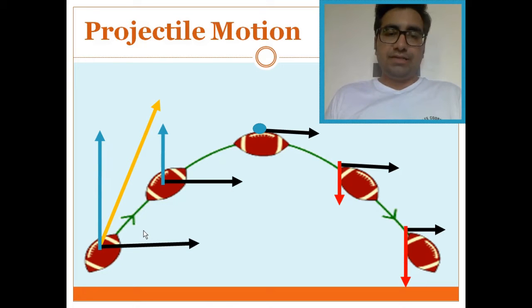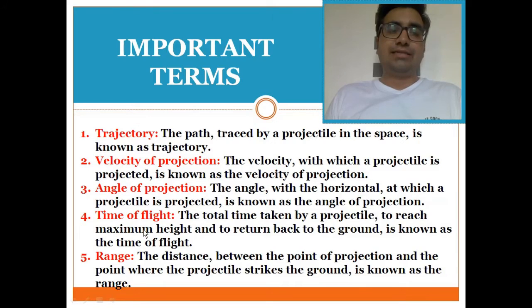So before we go to the mathematical analysis of this projectile motion, let us understand some important parameters. Number one, trajectory. The path traced by a projectile in space is known as trajectory. The velocity with which a projectile is projected is known as velocity of projection. The angle with the horizontal at which a projectile is projected is known as angle of projection. And the total time for which the particle remains in air is known as time of flight.